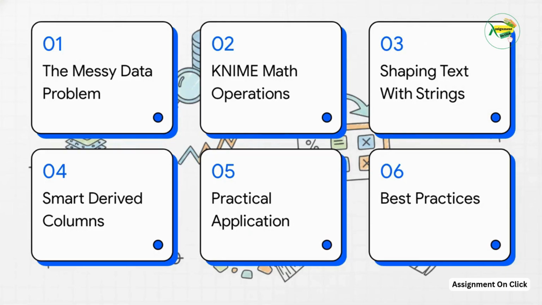Here is our roadmap to workflow mastery. We're going to cover the messy data problem, mastering KNIME math operations, shaping text with strings, building smart derived columns, looking at a practical application, and finally, best practices and pitfalls.